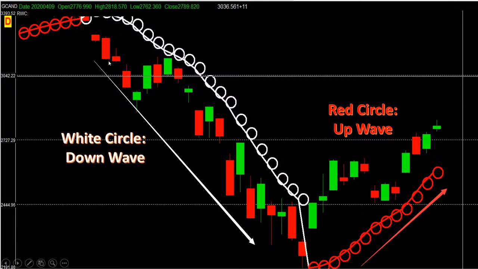So the red and white circle has a very important function. It will tell us the direction of the share. A white circle means the share is moving downward. If it is a red circle, then the stock is moving upward.